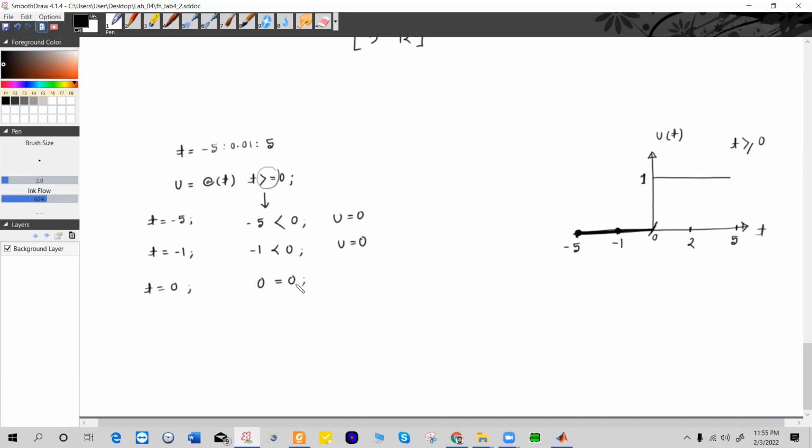0 is equal to 0. As a result, this condition is true. So you can see u is equal to 1. So at time t is equal to 0, u is equal to 1. Again, when time t is equal to 2, 2 is greater than 0, so this condition is true. So u is equal to 1. That's why whenever we write this line and vary the time t, we can have the unit step function.